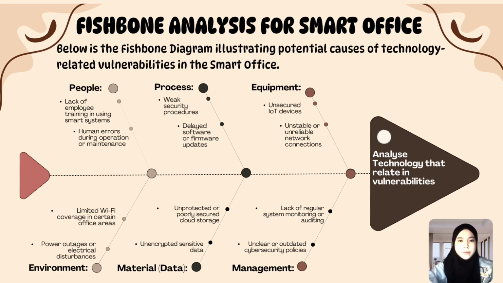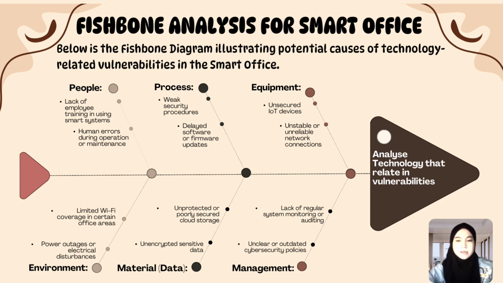Next, the fishbone diagram helps us identify possible causes of technology-related vulnerability in a smart office. We divide the root causes into 6 categories. Under people, issues include a lack of training and human error. For process, weak security procedures and delays in software updates can lead to risk. Equipment-related issues involve unsecured IoT devices and unstable networks.